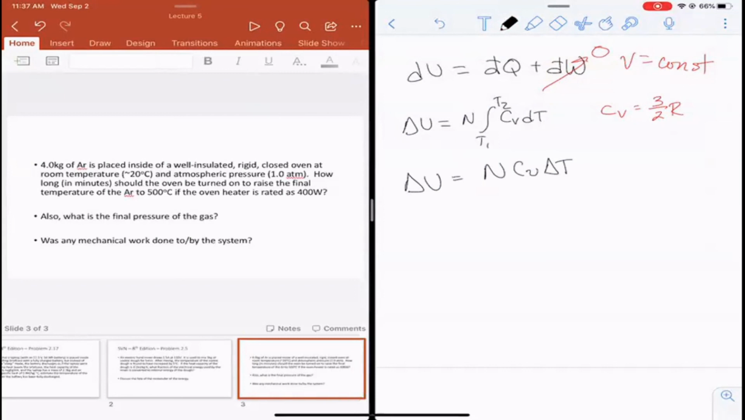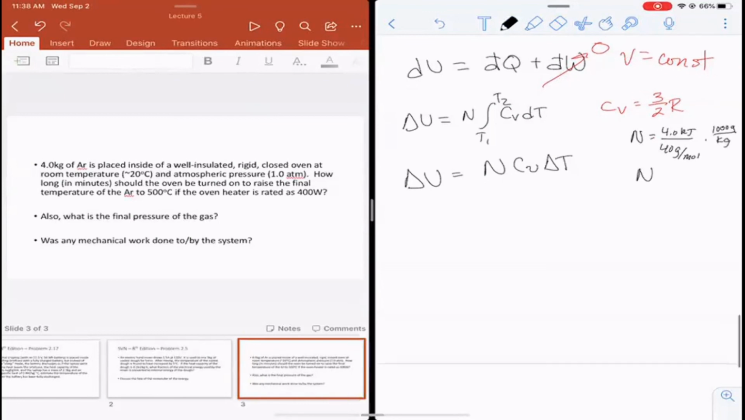And if we want to calculate the number of moles of argon, because the units of R are things like joules per mole Kelvin, so we do need to do this in joules. Well, we know we have 4 kilograms of argon. So N is 4 kilograms divided by the molecular weight, which is 40 grams per mole. Then we'll convert from grams to kilograms. We know we have 1,000 grams per kilogram. So N is equal to 100 moles. So delta U equals 100 moles times 3/2 times R times delta T, okay? All right, so there's delta U.